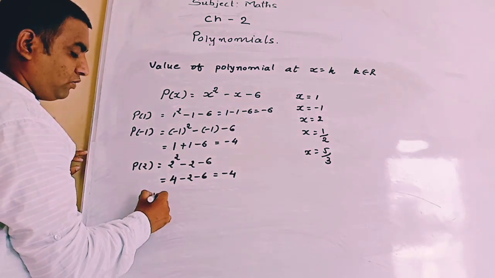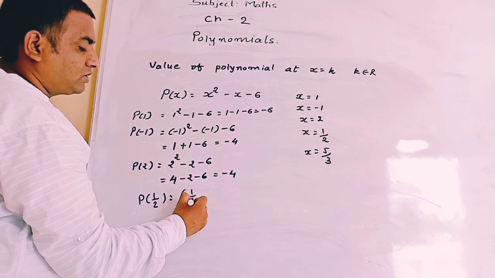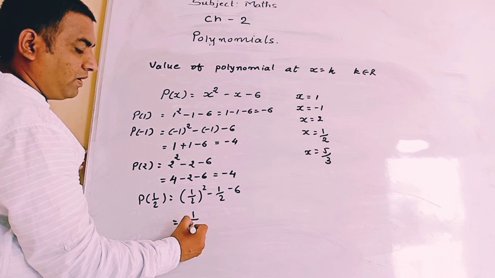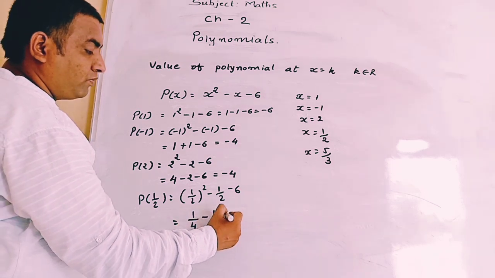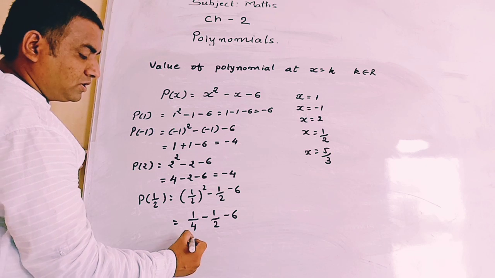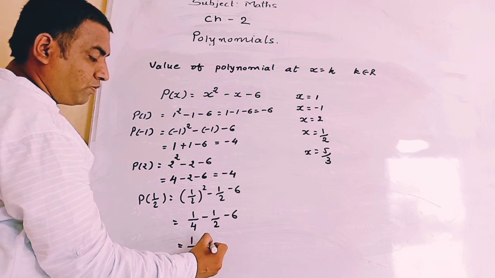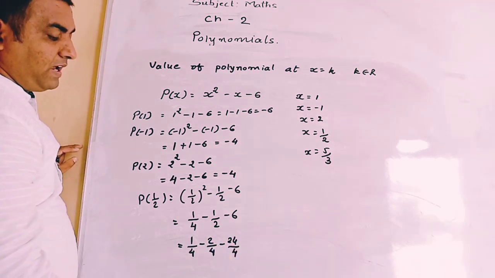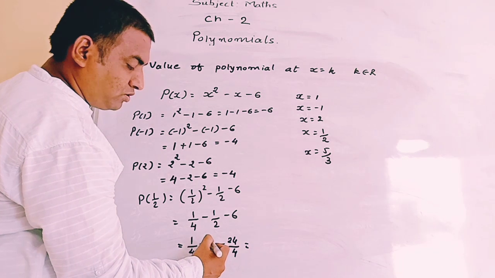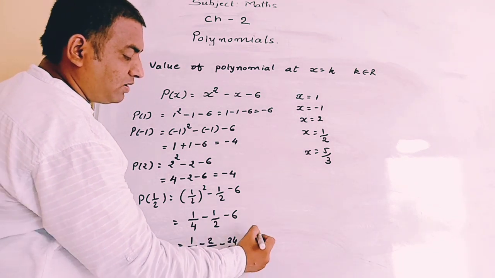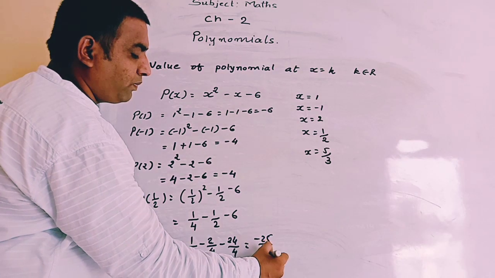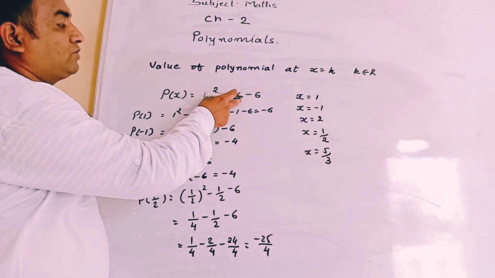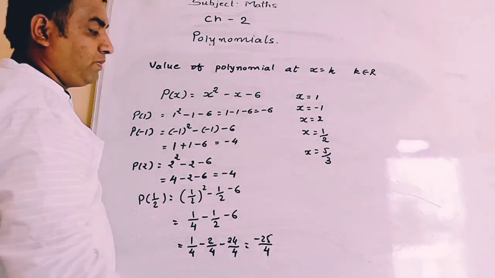Now at 1 by 2 we want to check. Then it will be 1 by 2 square minus 1 by 2 minus 6. So 1 by 2 square will be 1 by 4 minus 1 by 2 minus 6. So the LCM is 4. So 1 by 4 minus 2 by 4, and minus 24 by 4. Making the fractions, 1 minus 2 minus 24, minus 25 by 4 is the value of polynomial p(x) equals x square minus x minus 6 at x equals 1 by 2.